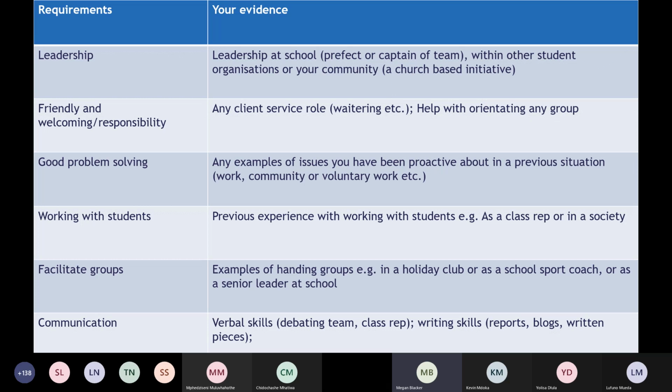Facilitating groups, again, any examples of having handled groups, as a school sports coach, for example, or a senior leader at high school. And then with communication, and I think this is a really important skill going across all of those roles, think about your verbal skills. Have you been on the debating team? Have you been a class rep before? Maybe writing skills are necessary depending on the society that you're in. So it's very, very important to get this part right in your CV.